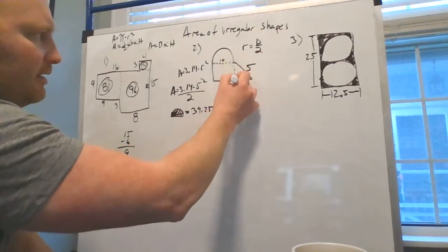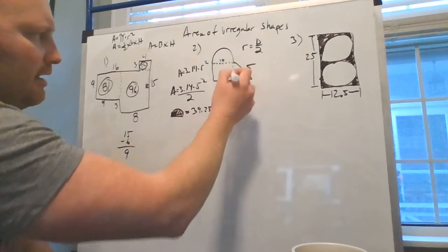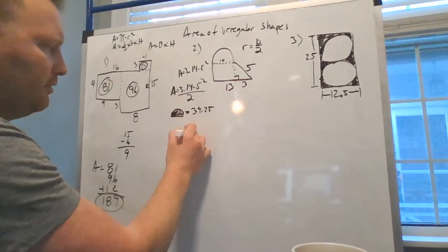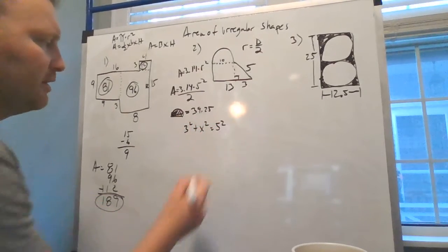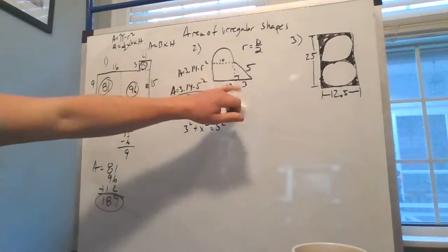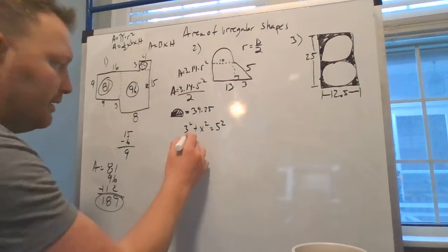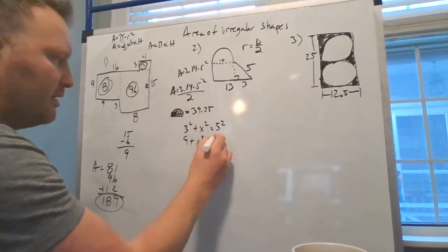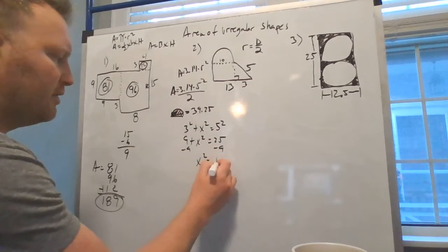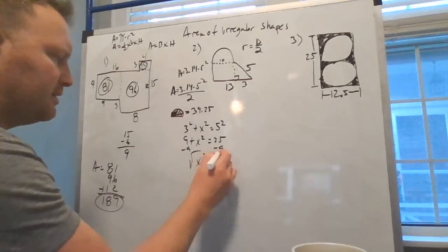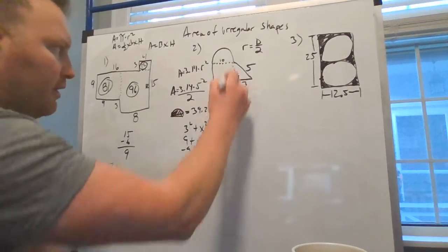I need to figure out what this guy is right here, and I'll use the Pythagorean theorem. So 3 squared plus x squared equals 5 squared. Remember, the a and the b are always the legs of your triangle. 9 plus x squared equals 25, minus 9, x squared equals 16. This is nice. X equals 4.